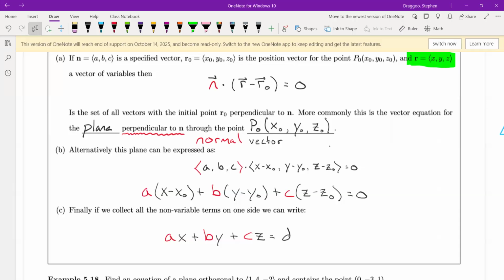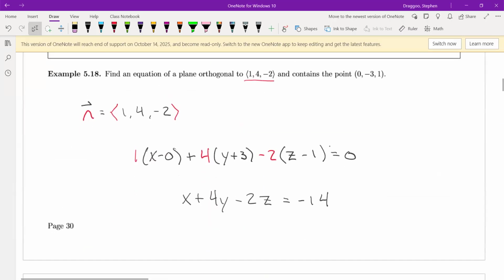The nice thing about this standard form for a plane equation is that it has the normal vector baked into it. I can just grab the normal vector by collecting the coefficients on x, y, and z. Put all of that together.